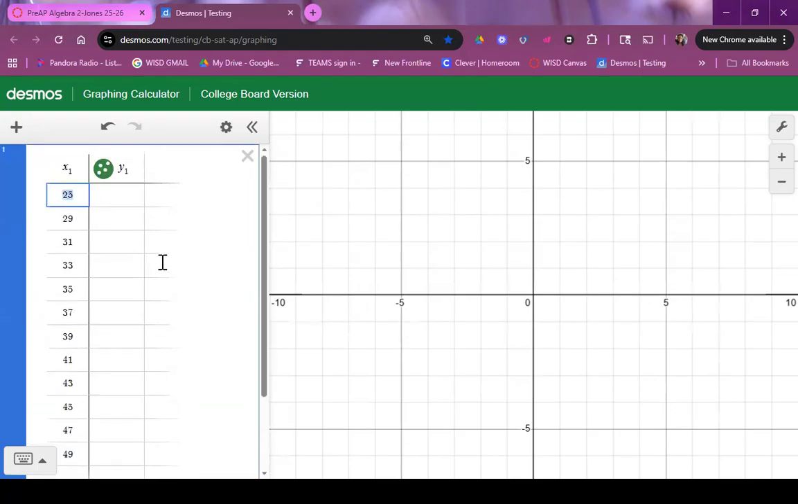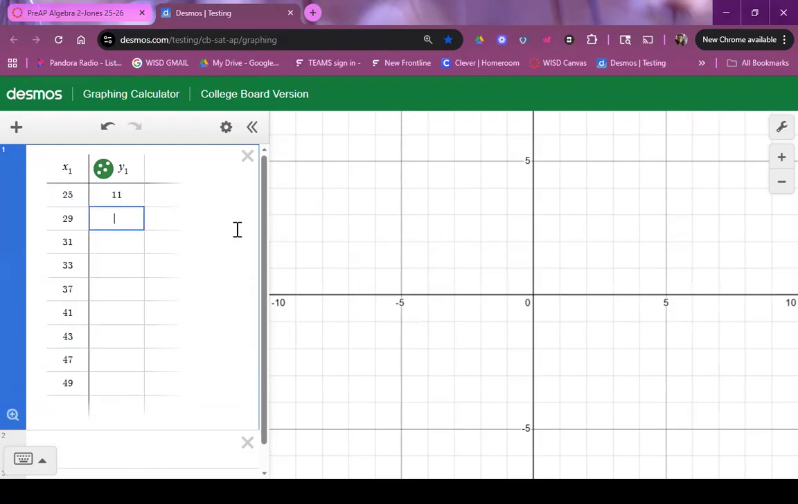I don't need 27. I don't need 35. And I don't need 39 because it's missing out of my data. And I don't need 45. So in my mind, it just was a lot faster for me to let the calculator do its thing. And now I'm going to go in and put the Y values in.